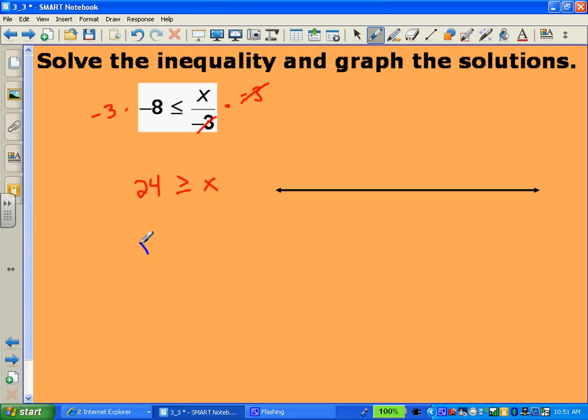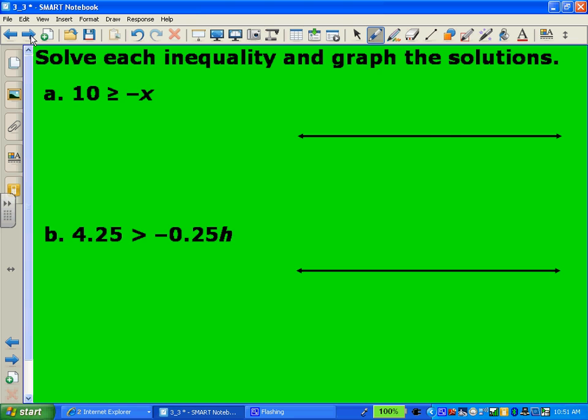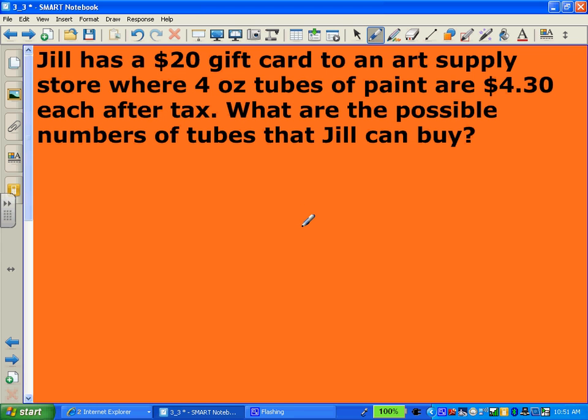And since the variable's on the right side, and that's kind of confusing, I'm going to go ahead and rewrite it so that it's easier to read. So this actually says x is less than or equal to 24. Now since it's less than or equal to, I need a closed circle and to the left. Okay? Very important that you remember to flip the sign.